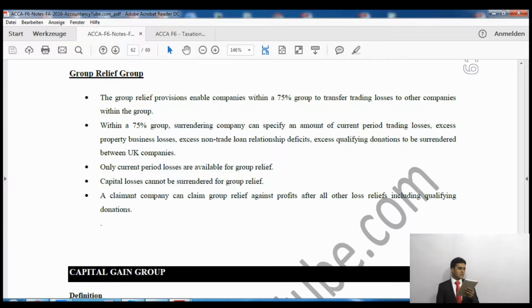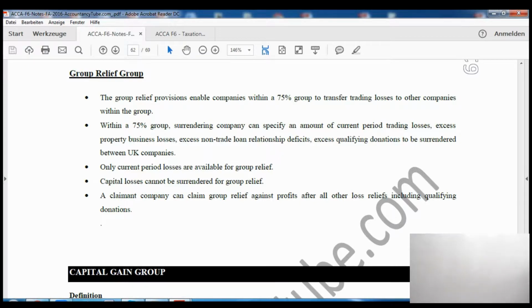Right? So it says within a 75% group, surrendering company can specify an amount of current period trading losses. Then it says excess property business losses. Now what are excess property business losses? The excess of the loss over the profits is called excess property business losses. So if you have a profit of, say, for example, £1,000 and you have a loss of £1,500, the excess is £500. So that is called excess property business losses.